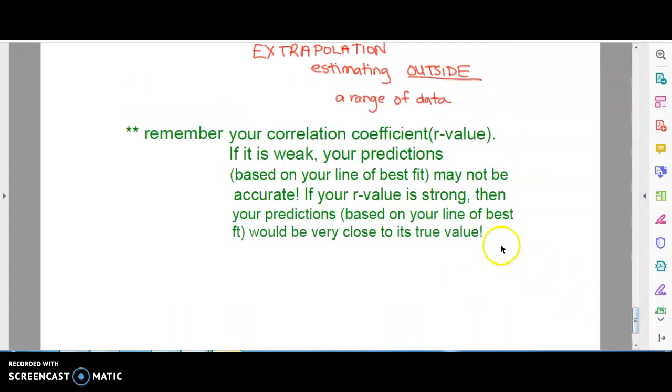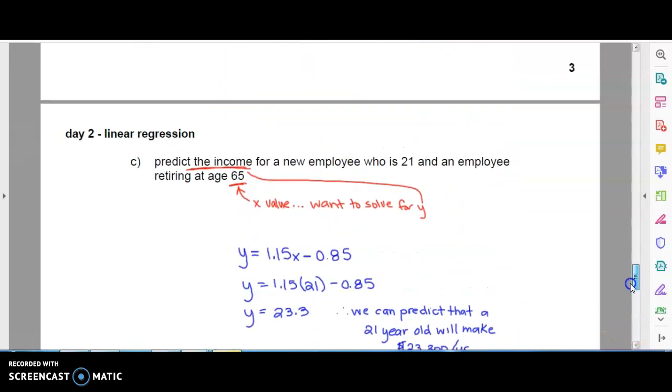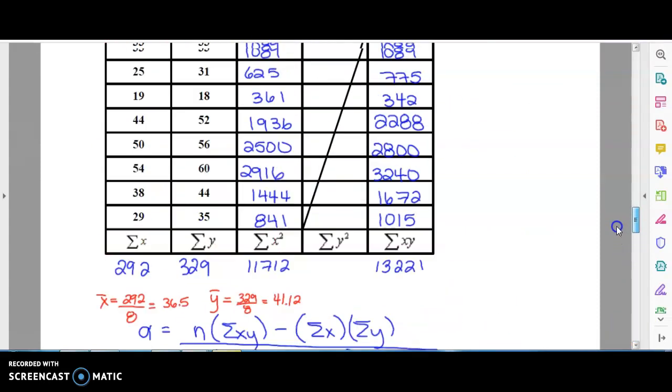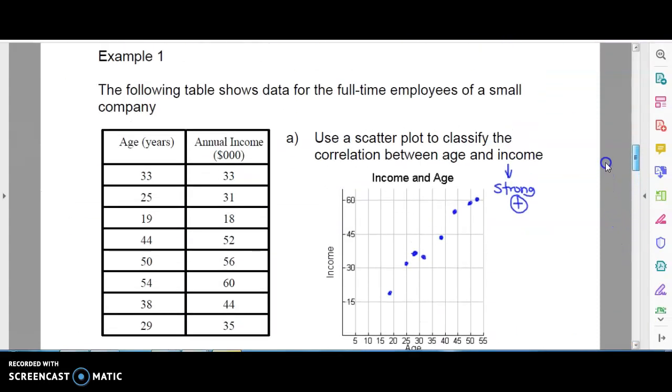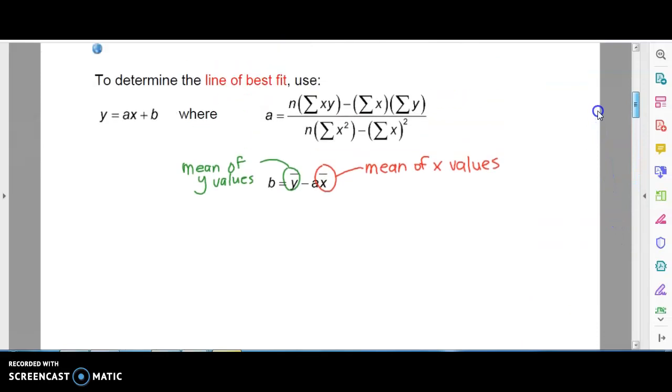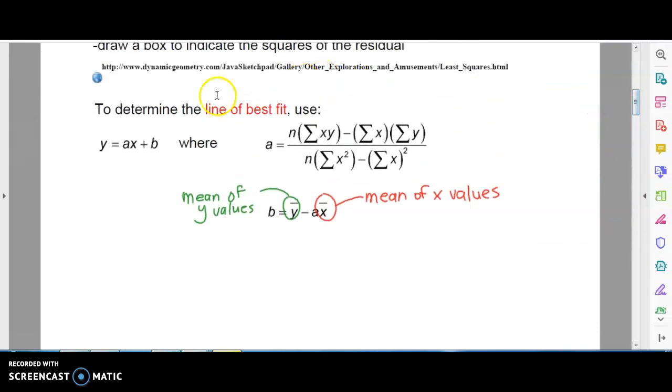So just to recap, today's lesson was mainly about coming up with the equation of the line of best fit and then using that line of best fit to come up with predictions. Again, just a quick recap. Figure out your a value is right there, and then figure out your b value is right there. Okay, so we'll stop there then.